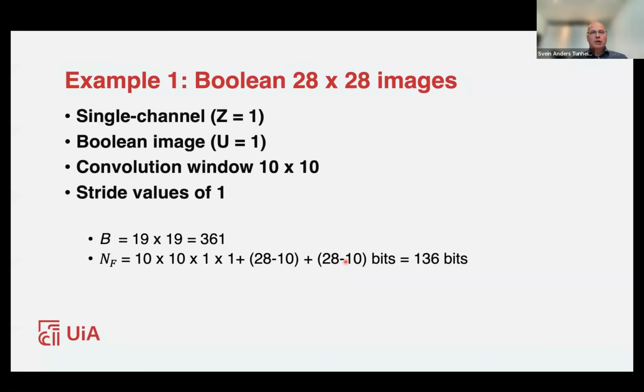So an example for Boolean 28 by 28 images, typically for the MNIST dataset. This is a single channel image, C is one, and we Booleanize it with simple thresholding. So U is also one. Very good results have been achieved with a convolution window of 10 by 10 and stride values of one. With this, we need to process 361 patches. And the number of features per patch is 136 bits. And the number of literals is two times this, 272.